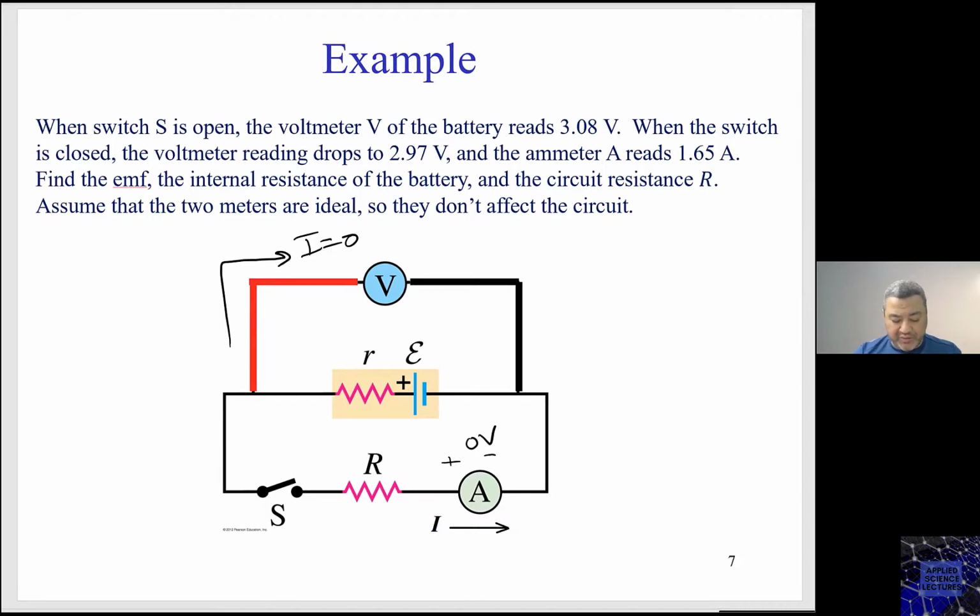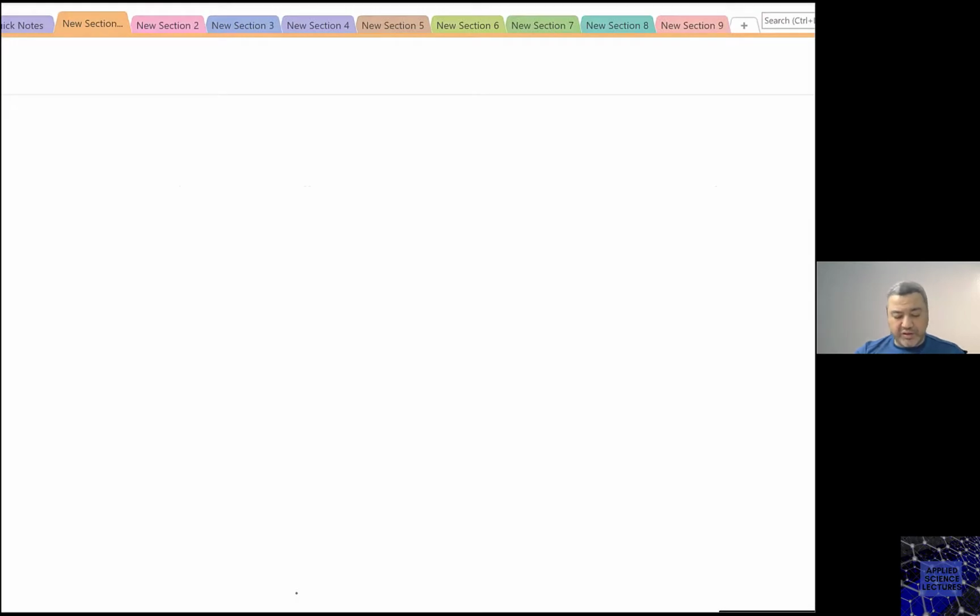Now let's solve this question. We need to calculate the electromotive force, the internal resistance, small letter r, and the circuit resistance, capital R. So at the beginning, I will draw the circuit. I have here, as I said, two circuits. So the first one is when the switch is open.